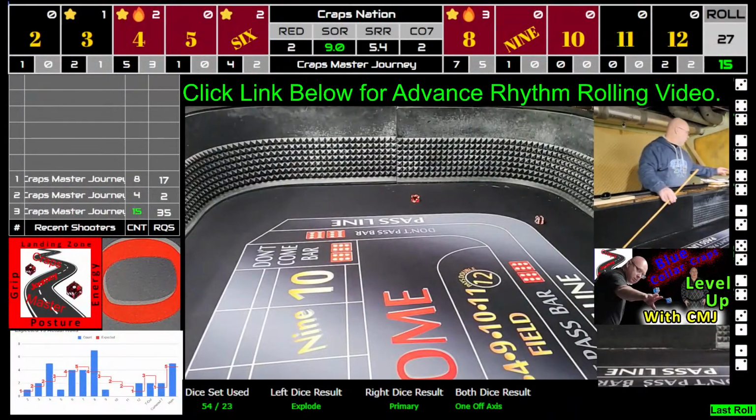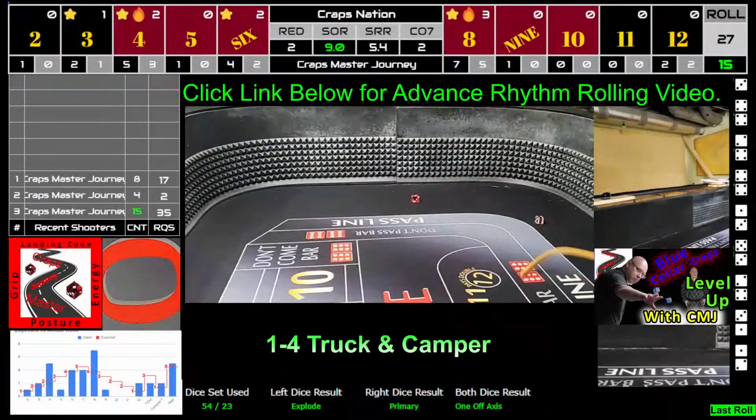One, 4, 5, truck and camper. So let's mark that point at 5.